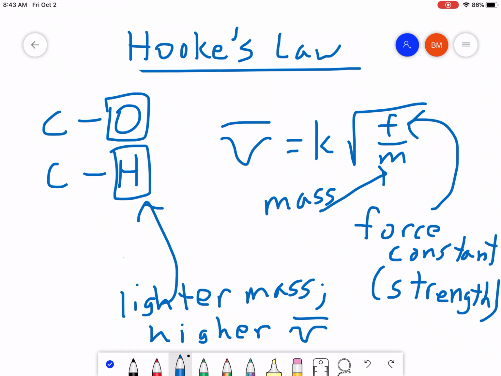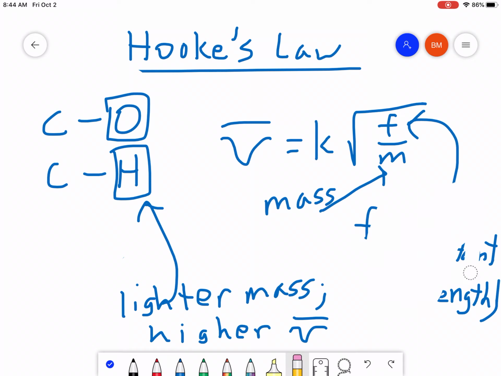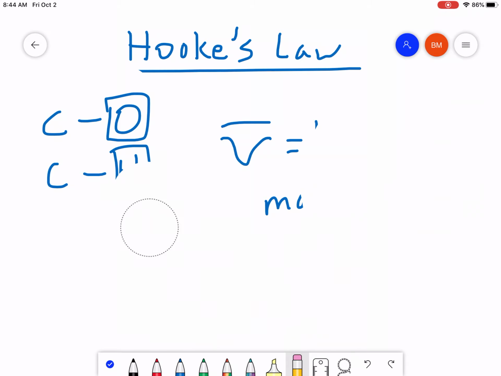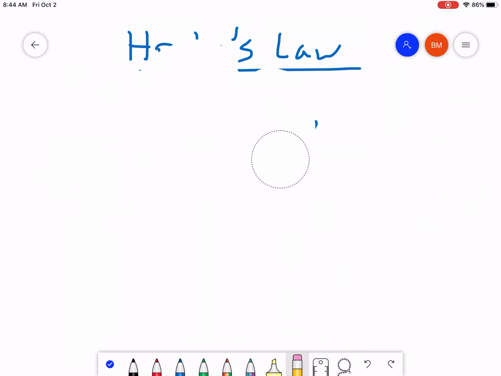And again, you can see this in the formula as well. How does wave number relate to mass? Wave number is inversely proportional to the square root of the mass, right? So as the mass goes up, the wave number goes down. All right. Those are a couple of things that you can keep in mind whenever you're taking a look at two different types of bonds and trying to figure out their relative positions on an IR spectrum.